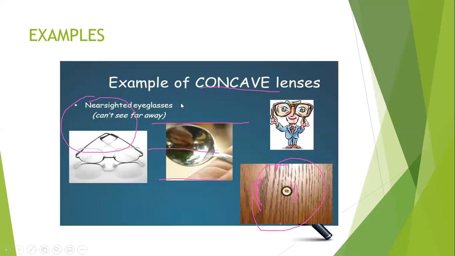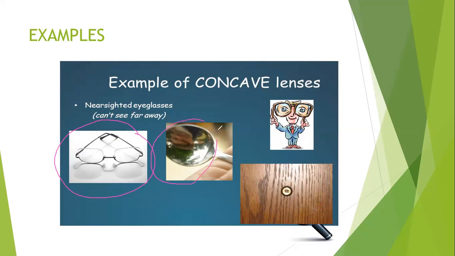Next, here we have some examples of concave lenses. Concave and convex, both lenses are used in spectacles, in glasses. One side of the spoon is a concave lens, and the lens in doors to see who is outside the door is also made of concave lens. This concave lens helps to see the object that is nearer.